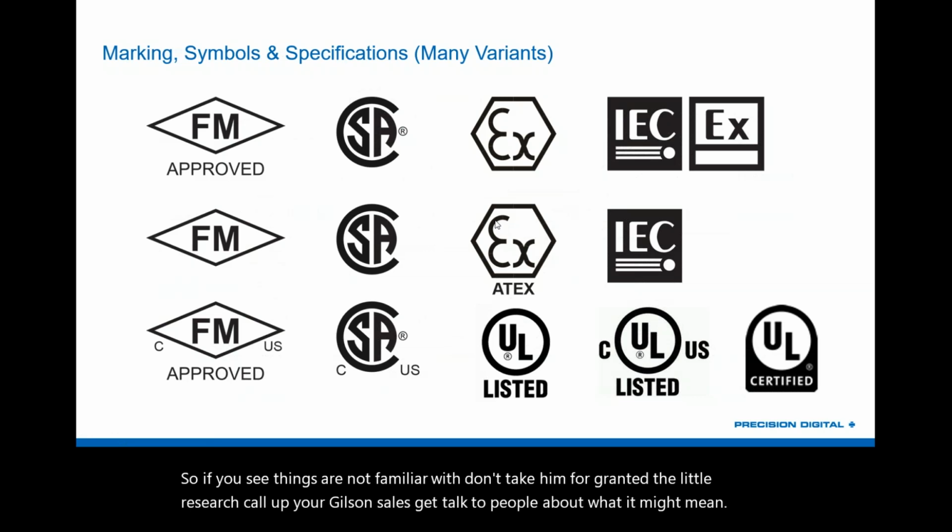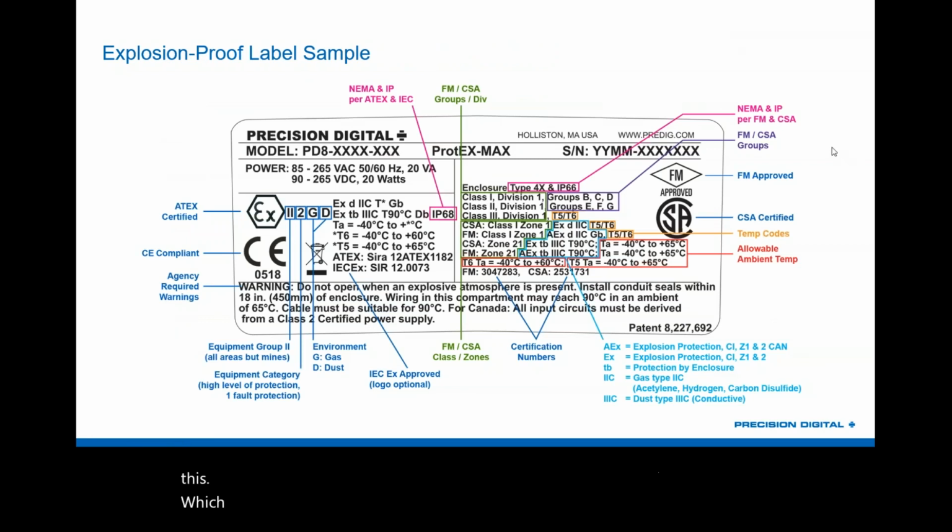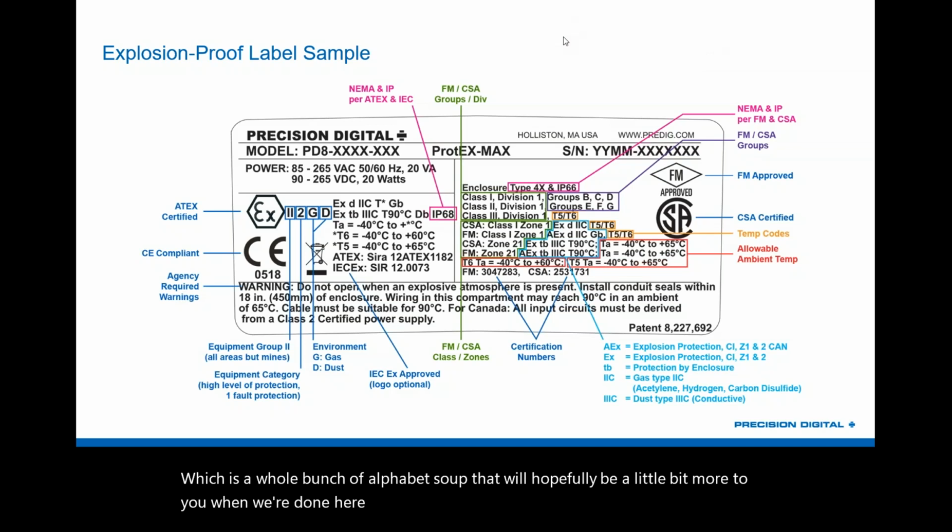And when all of those things have been determined by the agencies and they start giving you marks, then you get a label that looks like this, which is a whole bunch of alphabet soup that will hopefully mean a little bit more to you when we're done here today. So I wanted to break it down a little bit so you can find what matters to you when you're looking at a label like this.